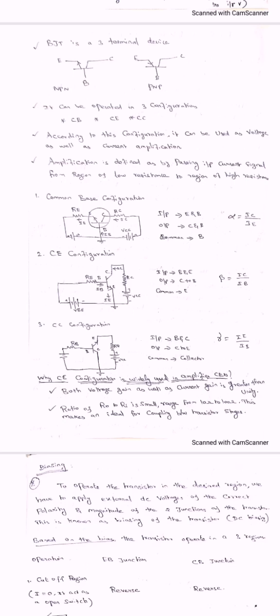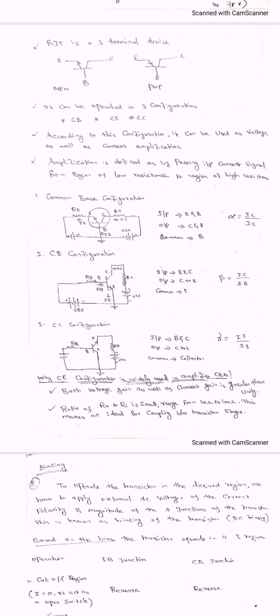So here the input current is emitter current, output current is collector current. So the ratio of output current to input current is termed as the current amplification factor, which is denoted as alpha. That is gain, current amplification factor or else gain. This alpha is equal to output current IC divided by IE.